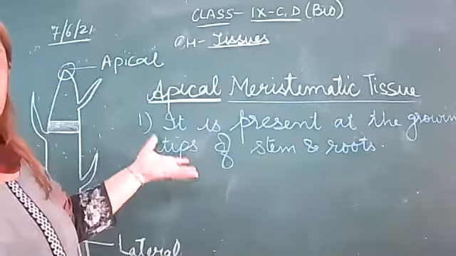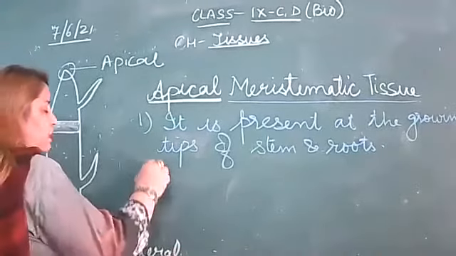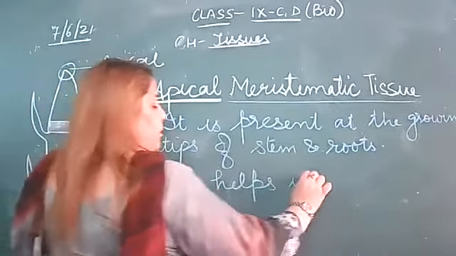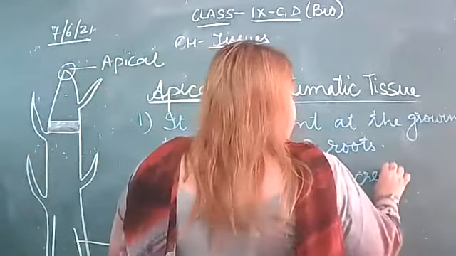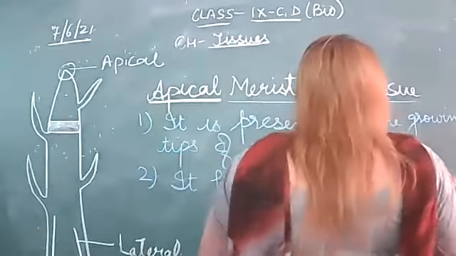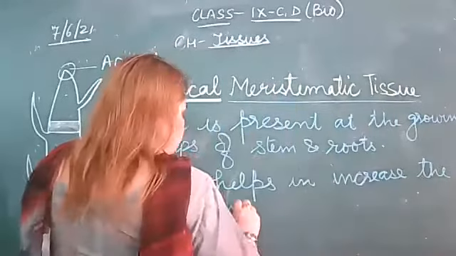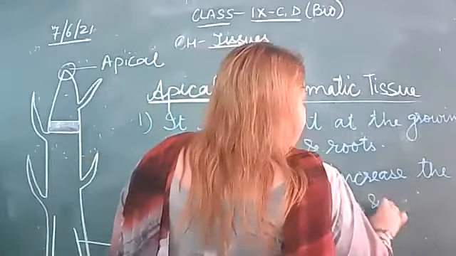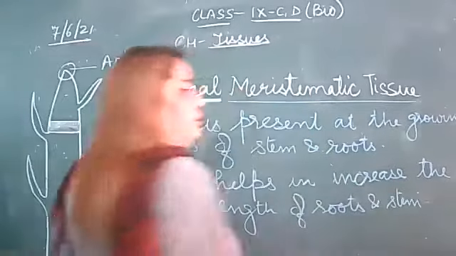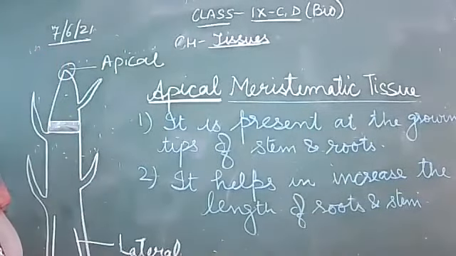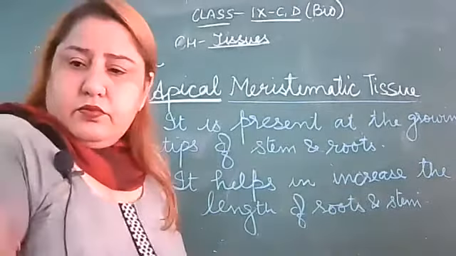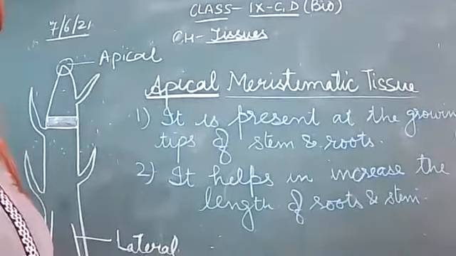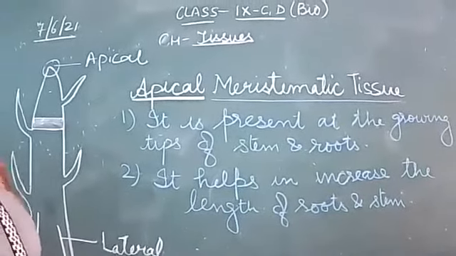That means it helps in the growth. It helps to increase the length. So what is the basic function of this apical tissue? It helps to increase the length of roots and stem. Is it clear, bete?